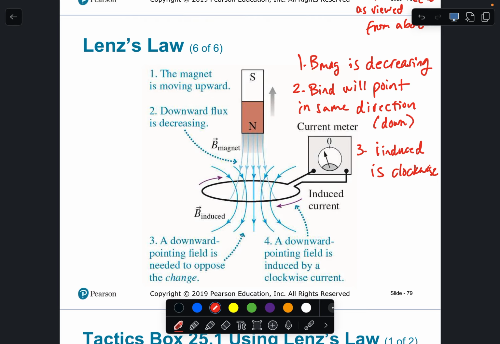Okay, so the general rule is, for a decreasing flux, you put your B induced in the same direction as the B field that's already there. And if your flux is increasing, you point your B induced opposite to the B field that's already there. When you have it coupled like that, it's pretty easy.